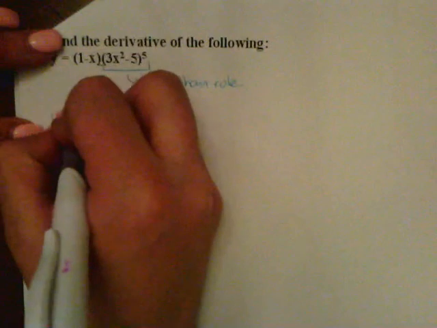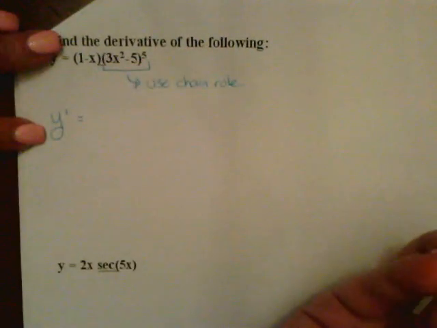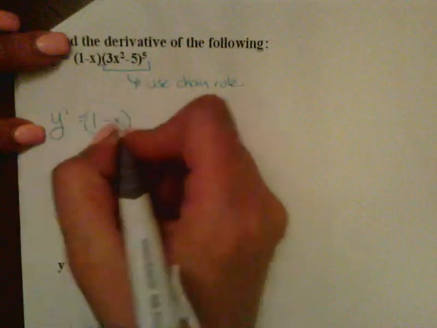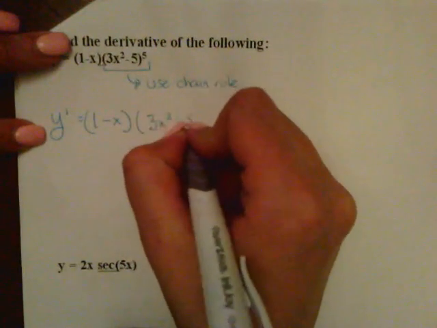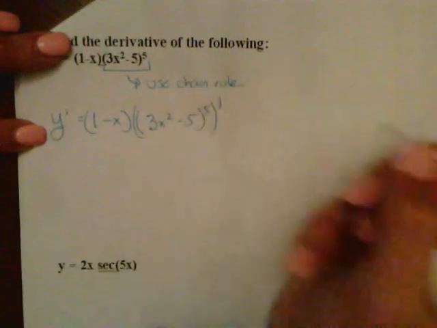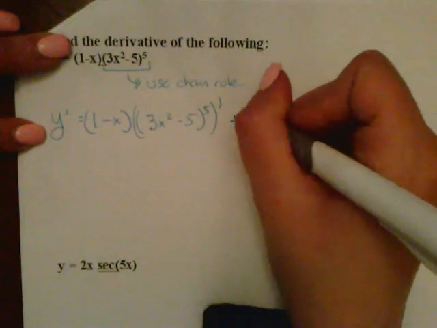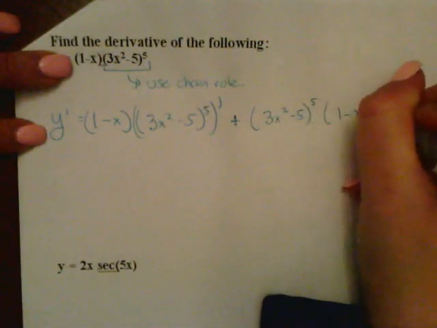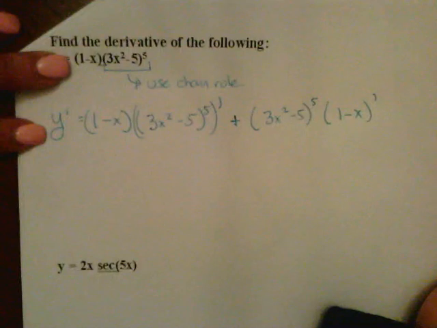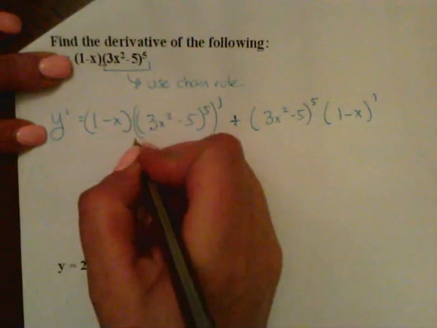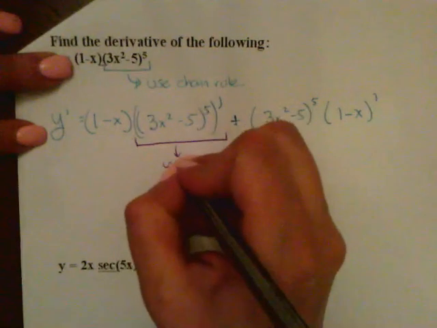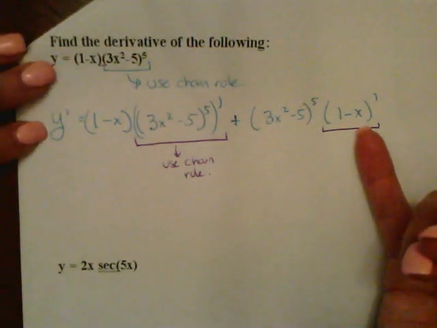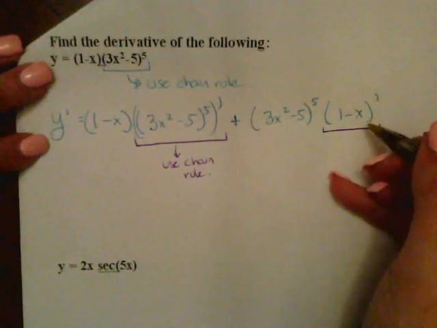So let's do this. So y prime, first off we're going to use the product rule because these two are being multiplied together. And remember, the product rule is you take the first guy and then you do the derivative of the second guy, and then plus the second guy, and you take the derivative of the first guy. Okay, so here, in order to take this derivative, we actually have to use the chain rule. Now to take this derivative, it's easy. What's the derivative of 1 minus x? Okay, if you said negative 1, very good.